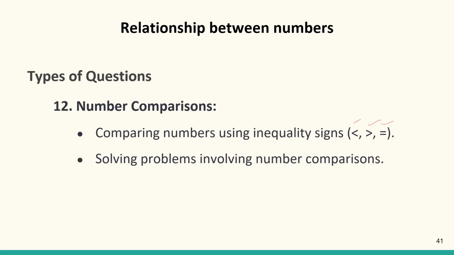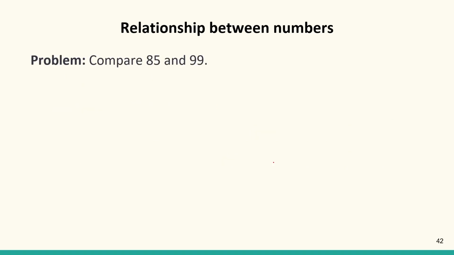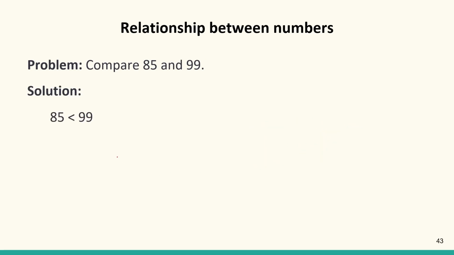Okay, so solving problems involving number comparison. So let's see an example so that we can get a better grip on it. So compare 85 and 99. We know that 85 plus 14 is equal to 99. So 99 is greater than 85. Okay, so this is the comparison. Here we have got the final answer.